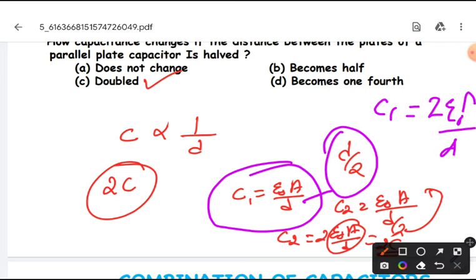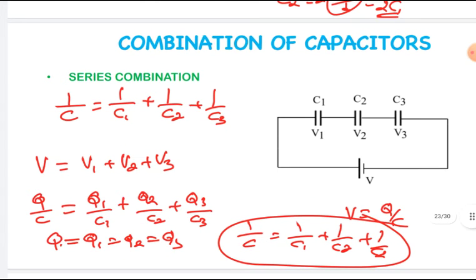So what happens in this situation? It becomes doubled when the distance between the plates is decreased. Okay. And then in combination of capacitors there are two types. One is series and the second one is parallel. And in series the formula is 1 by C is equal to 1 by C1 plus 1 by C2 plus 1 by C3.